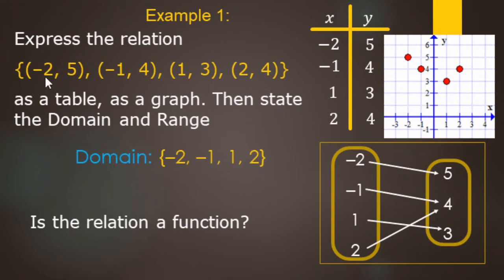So you can go straight off of here if you want: -2, -1, 1, and 2 right there. And then the range, that's your list of y values or outputs. And if you got the mapping diagram, you can use that. You can use your graph here. It looks like we got a dot on the 3, we got dots on the 4, and we have a dot on the 5. So 3, 4, and 5 right there.